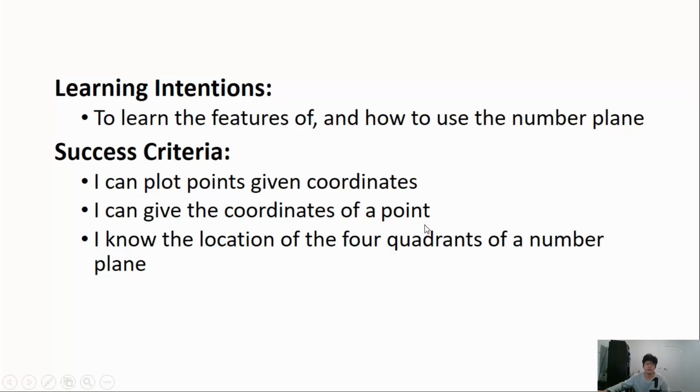Alright, so that brings us to the end of this video. Hopefully you guys are now able to plot points given coordinates, can give the coordinates of a point, and finally know the location of the 4 quadrants of a number plane.